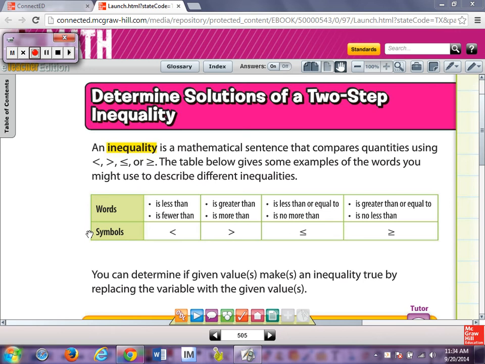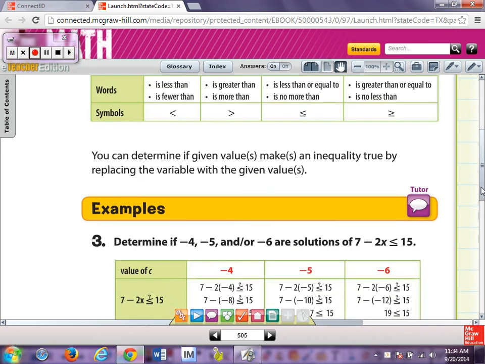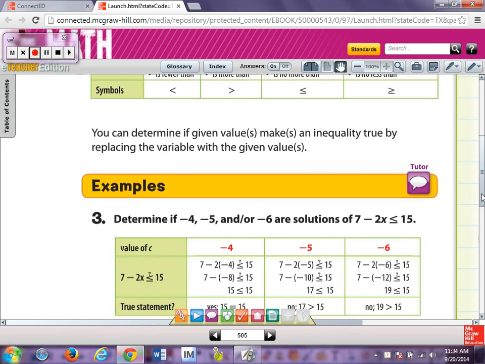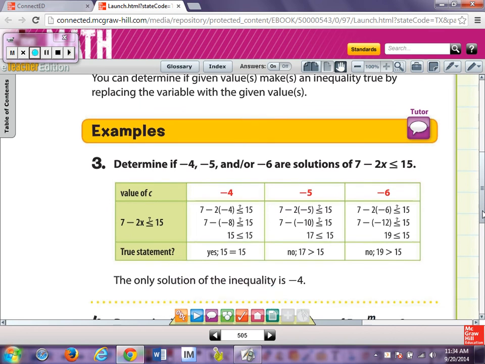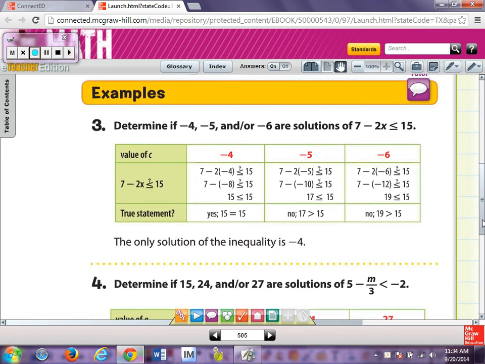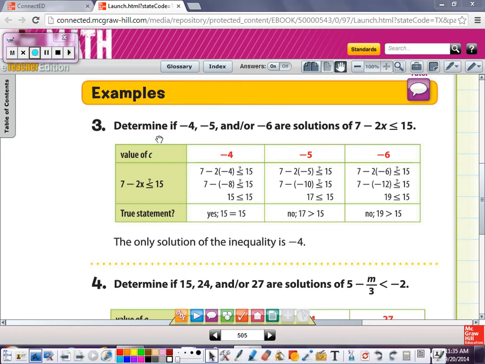So I'm going to scroll down to our third example from this section. Now, example 3. Just like the last one with equations, the rules are identical. Here we are asked to determine if -4, -5, and/or -6 are solutions for the equation 7 minus 2x is less than or equal to 15. It's less than because of the little arrowhead, and the half of an equal sign gives us the equal to part.